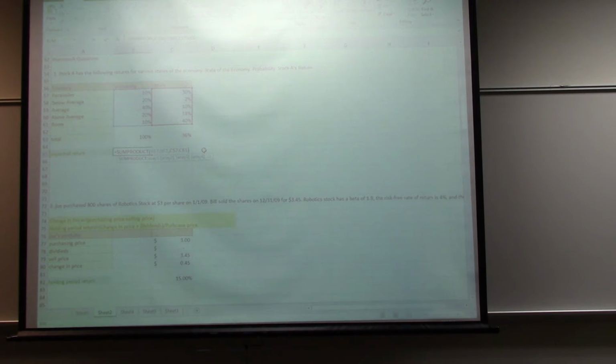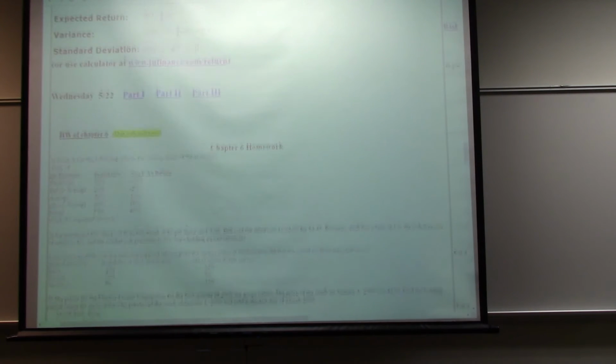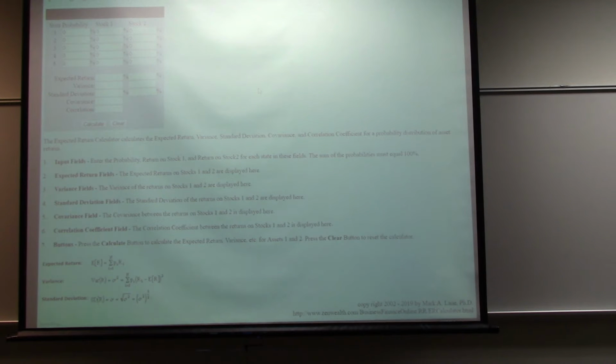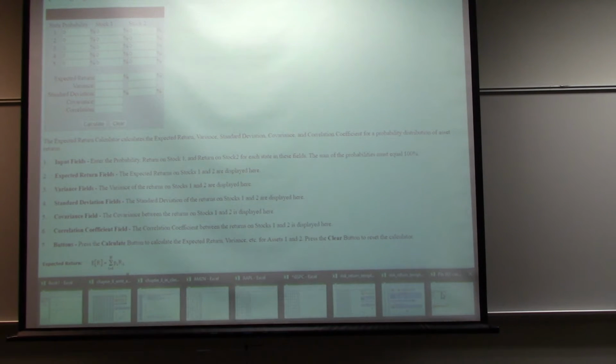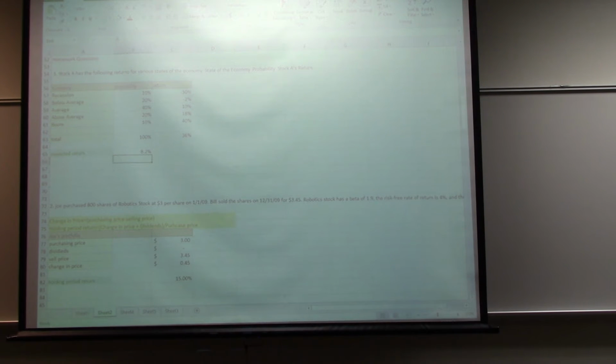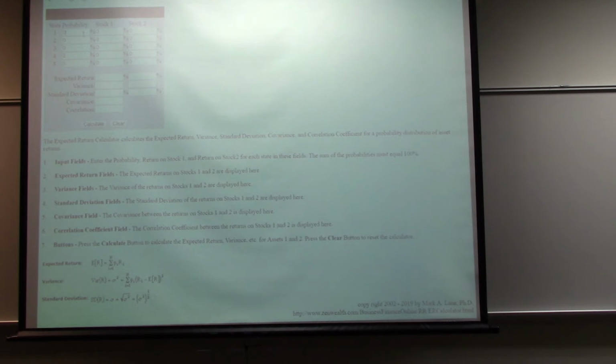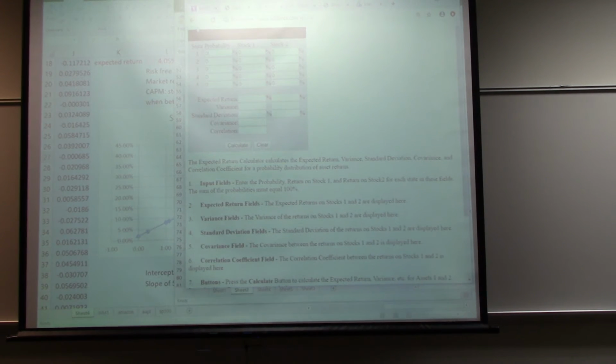Also, can you show us how it works with a calculator? I don't know how to use that one that well, but I'll try to figure it out. Go to this one. So just put down the probability and put down the return: 10, 20, 40, 20, 10. No percentage sign.